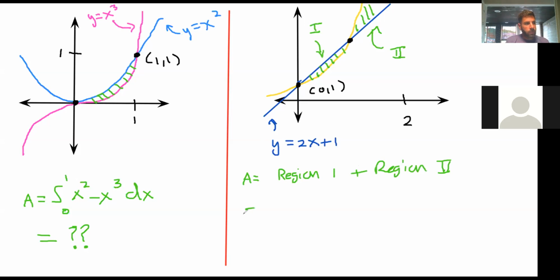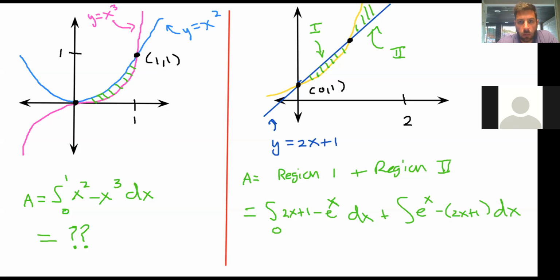And so region 1, what is the integral? Well, it's going to be the integral from 0 to something. What's the top? Well, the top would be 2x plus 1 minus the bottom, which is e to the x. And then the next piece is going to be the integral, and I'm going to leave the bound blank for now. It's going to be e to the x minus (2x plus 1). So the missing piece is, what do I have here? Because I know what the other bounds are. I was given them.